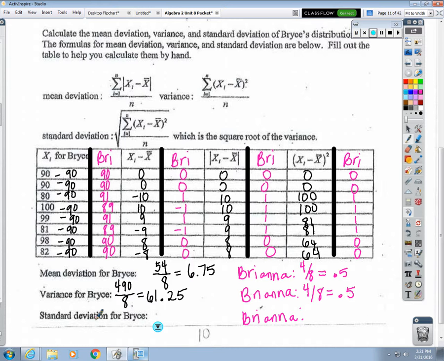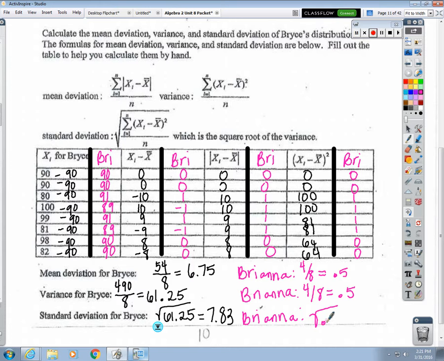Now, to find the standard deviation, all you're going to do is what? Look at this formula. What's the only difference? Square root it. So you just square root the what? The variance, 61.25. What is the square root of 61.25? Okay, now let's find Brianna's standard deviation.